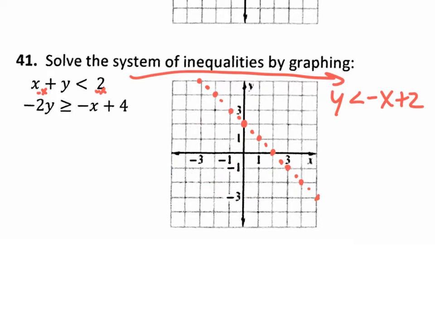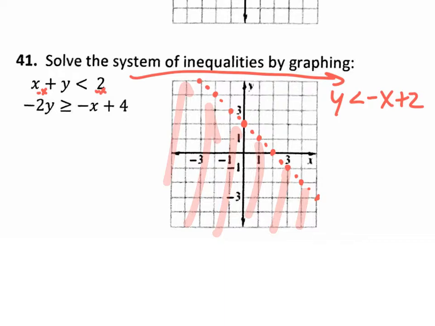Or you could have done the shortcut. If y is by itself and this says less than would mean you shade in below. So let's shade below, but do it very lightly. So what I want to do is highlight in red just lightly right here. Okay. So now ignore it and graph the other one in blue.